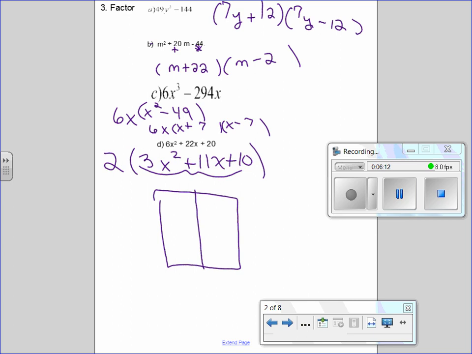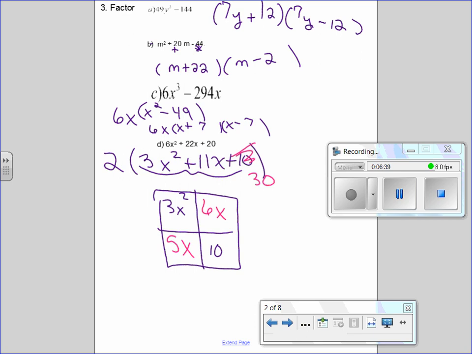Turn my little box. We're going to have our 3x squared in the upper left box, our 10 in the lower right box, which multiply together to give us 30. What numbers will multiply to give me 30 but add up to 11? I heard somebody whisper it. 6 and 5. I put my 6 in my upper row, but it doesn't really matter. You could have put the 6 in the lower row.